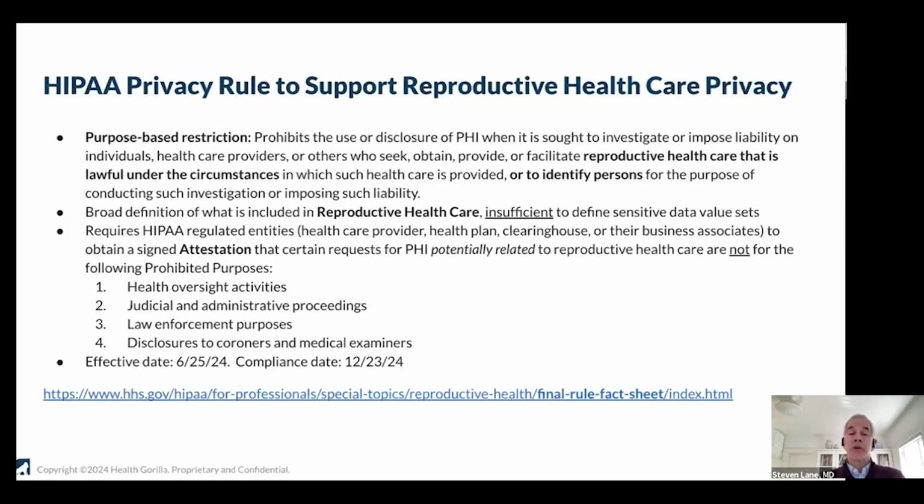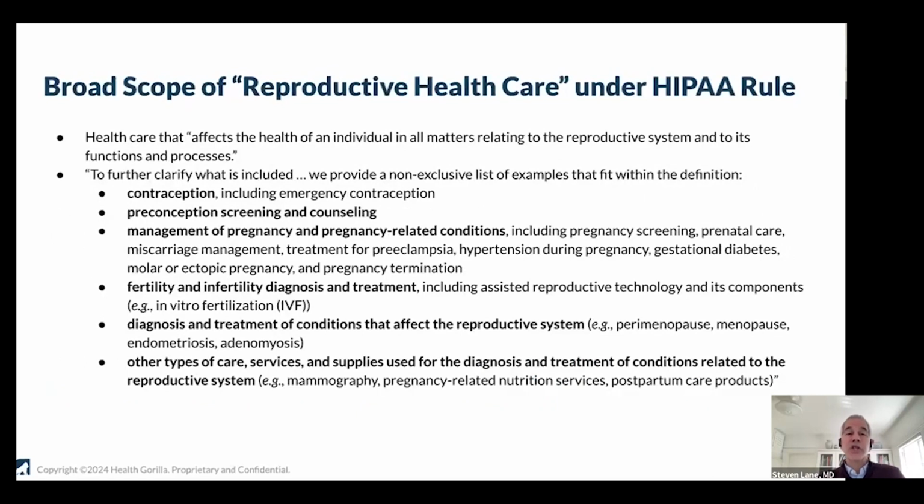So probably a number of entities are going to look to value sets to try to identify the relevant data to support their compliance with this rule. The definition of reproductive health data under the new HIPAA rule is really quite broad. It's really all healthcare that affects the health of individuals in any matters related to the reproductive system. It's not restricted by gender, by age, by procedures, et cetera. And while the preamble of the rule gave a number of very specific classes or areas of data that would be included, this is not all inclusive.